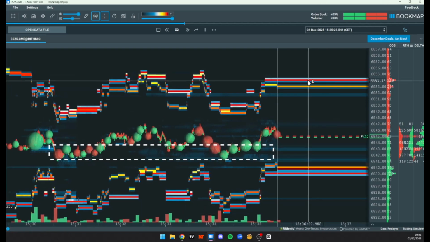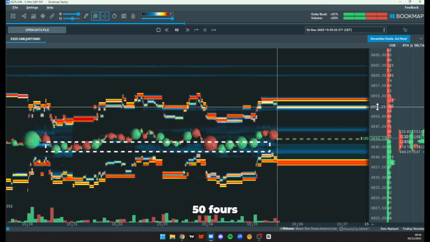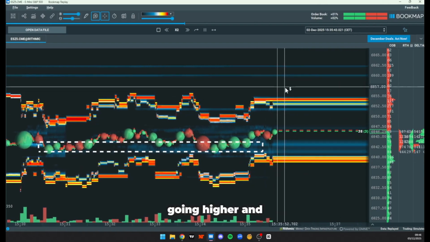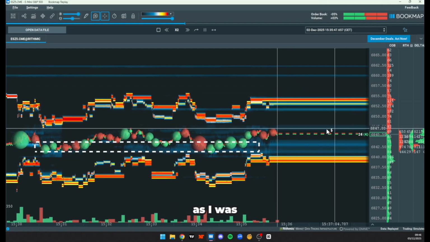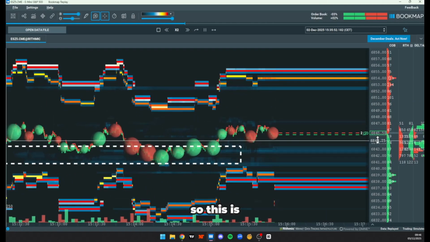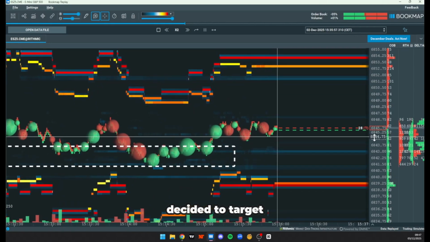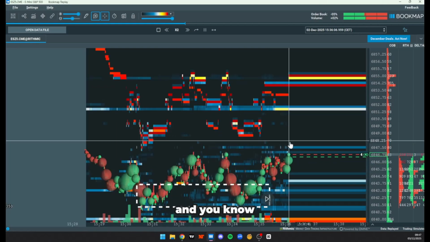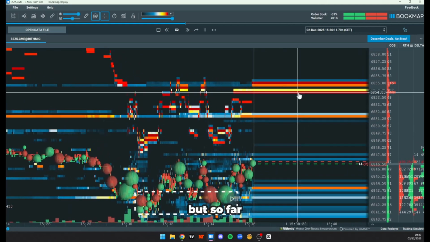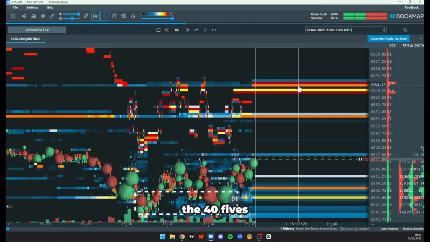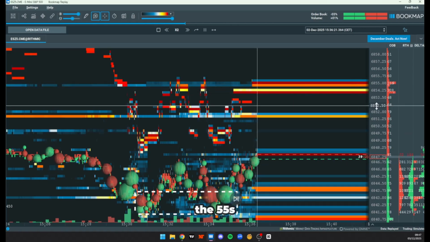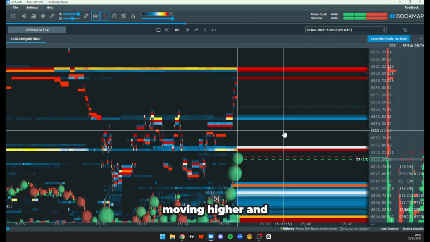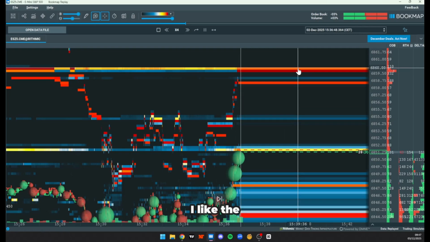As you can see, we already had some offers right here at the 54s. They're not at the 60s yet, but these offers have been going higher and being placed higher every time as I was in the trade and as the price was going up. So this is why I finally decided to target the 60s, as that gave me a pretty decent risk to reward. And it didn't go there, but so far it was at the 45s, the 54s and the 55s, and then the price will head in that direction. As you can see, the offers are just moving higher and higher and higher, and I like the 60s. It was also a round number.